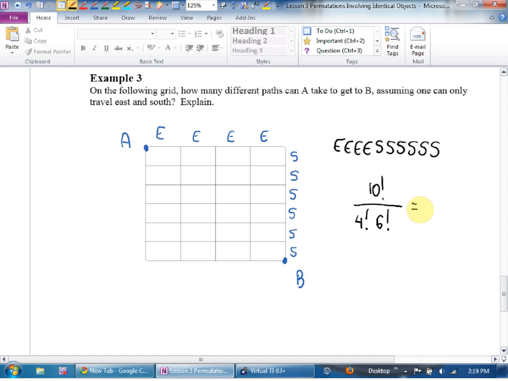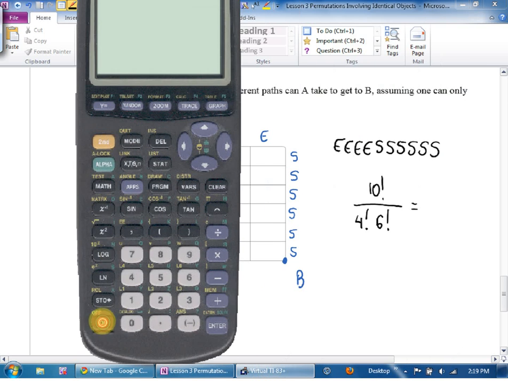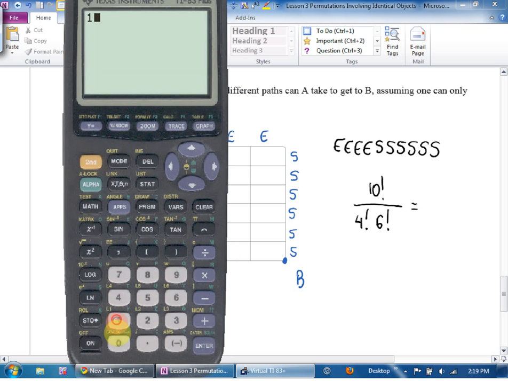Pathway problems. What's the answer? Brackets in the denominator, right, Amrit? And this one, I'd probably have to type in the whole thing because I don't know what 6 factorial is off the top of my head. I think it's 720, but don't quote me on that. You know what though? Math. Second function, enter. Second function, enter. Yeah, that'll work.